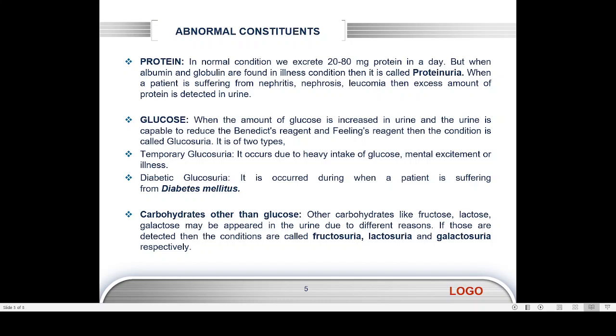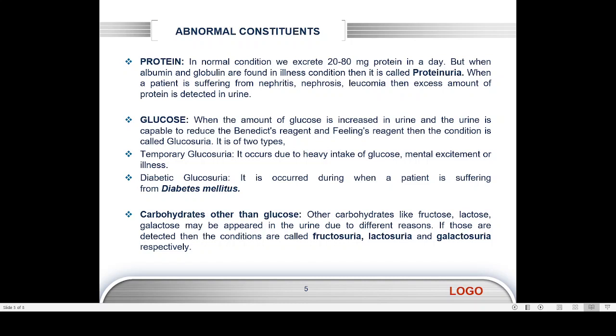Similarly, mental excitement or illness. When the person is very happy, or especially in older people, some kind of mental excitement can increase the glucose. So that is another situation where glucose can be increased. Then some kind of illness or disease can also increase your glucose. So any temporary increase of glucose in your blood or in your urine is known by the name temporary glucosuria.